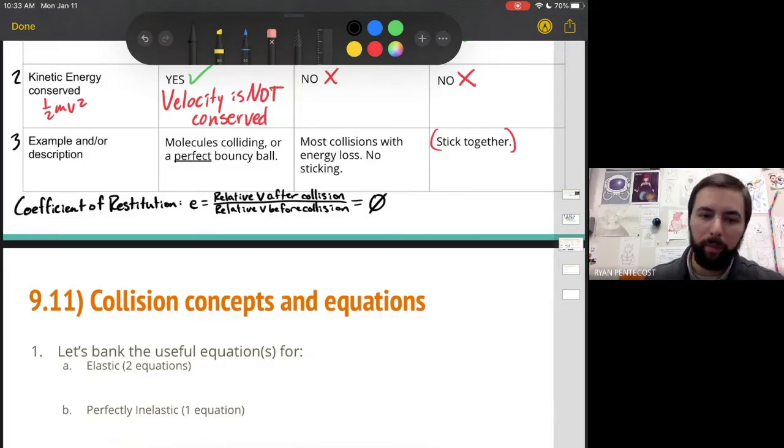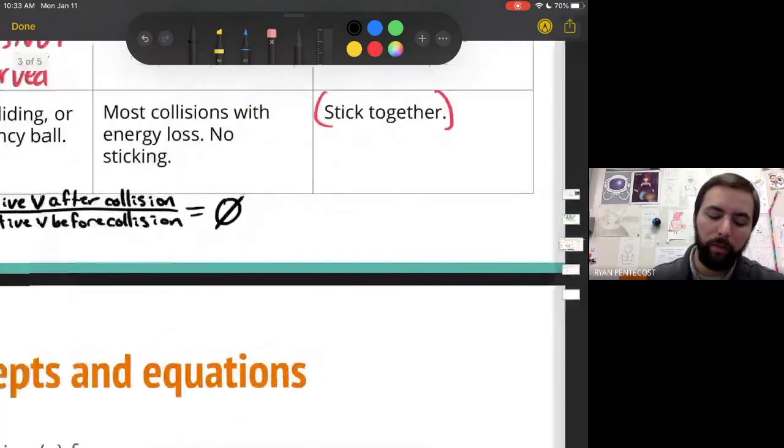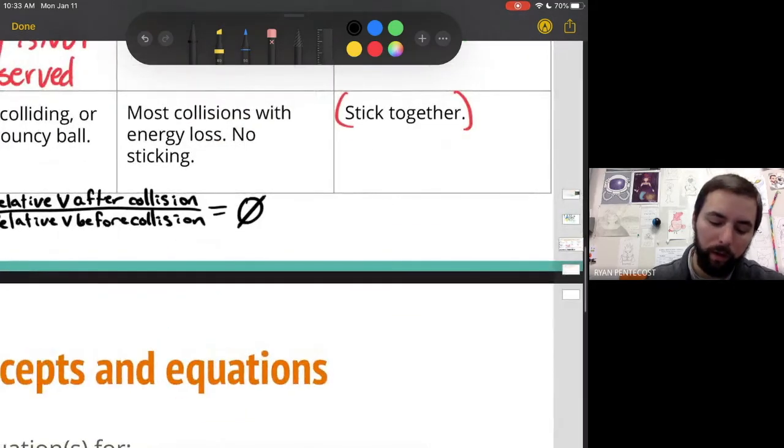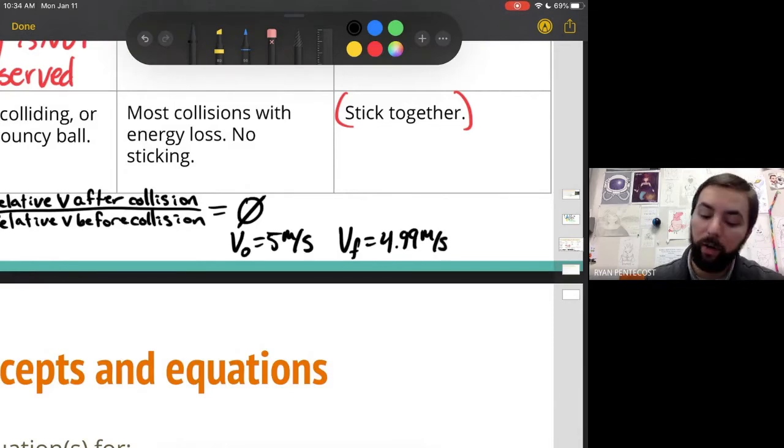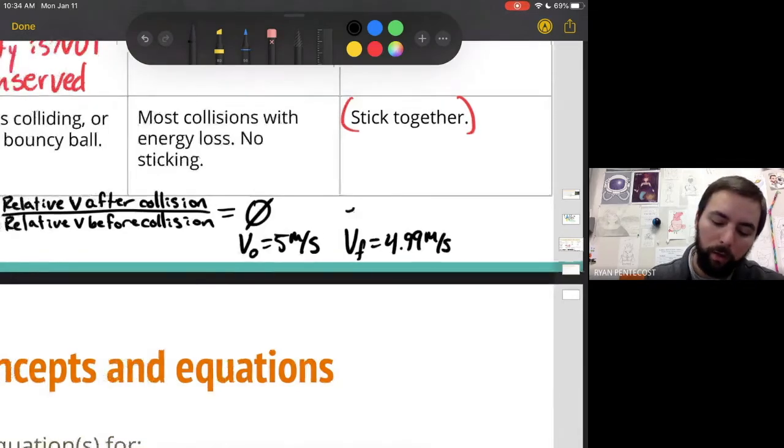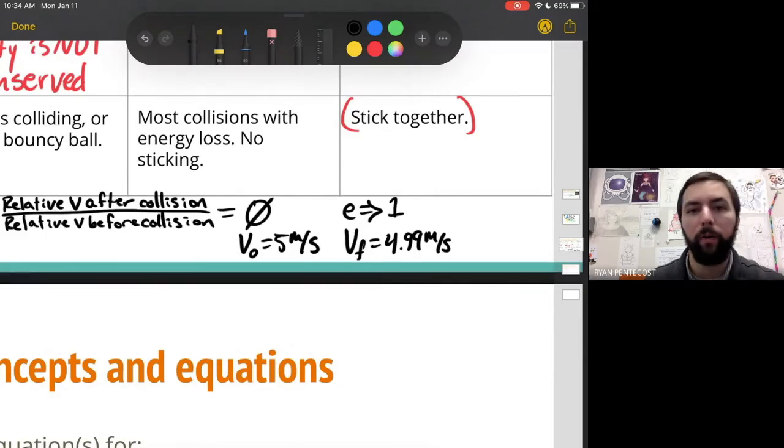So for example, a very bouncy ball, right, would have a very high coefficient of restitution because the relative velocity after the collision would be very close to the relative velocity before the collision. Let's say you have a V naught of 5 meters per second, right? If you have a V final of 4.99 meters per second because your ball is very bouncy, then your coefficient of restitution would be approaching the maximum value of 1.